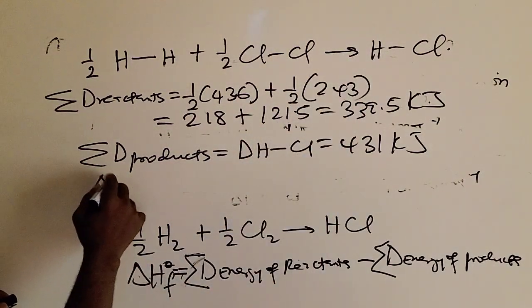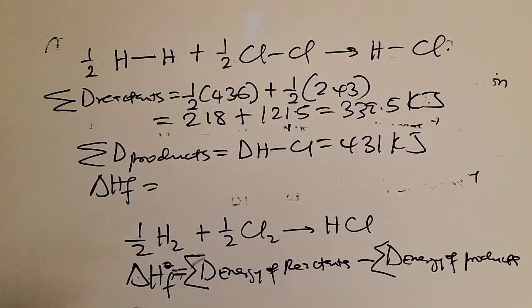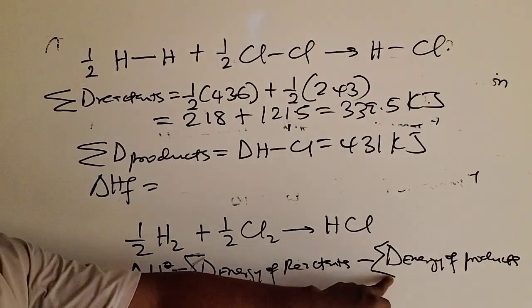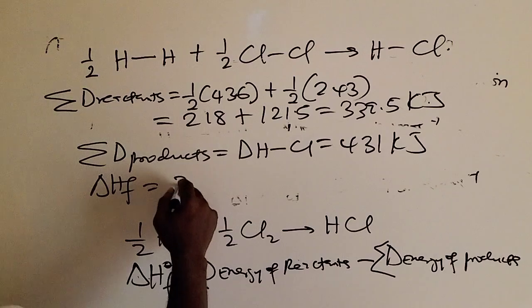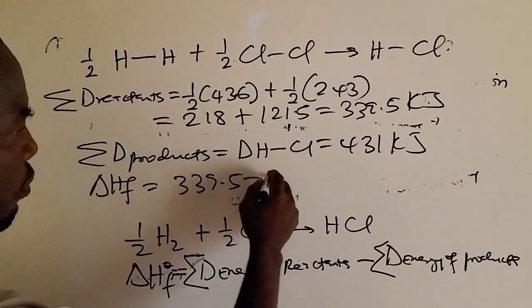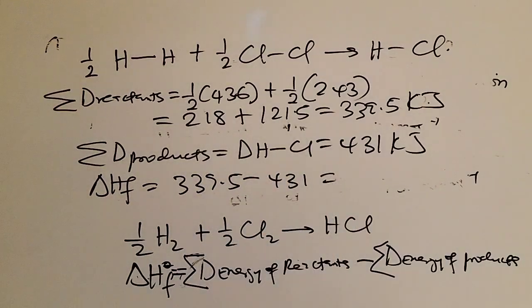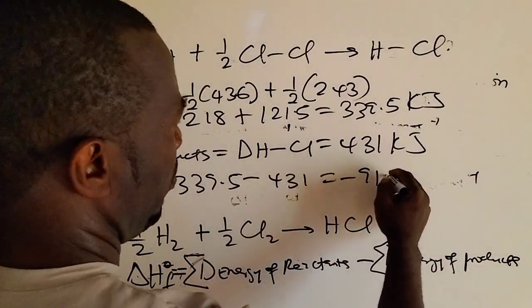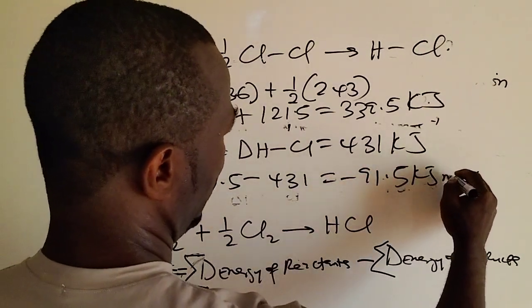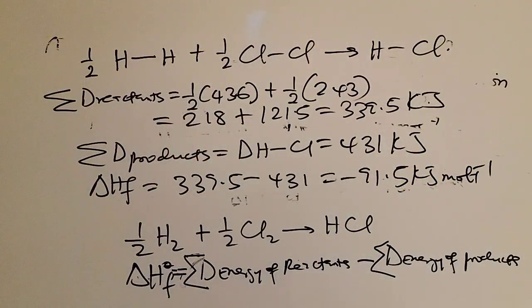Then the enthalpy of formation is now the difference between the bond energy of the reactants and products. So the reactants 339.5 minus product 431. That gives the final answer, which is minus 91.5 kilojoule per mole. Minus 91.5 kilojoule per mole. We take another question.